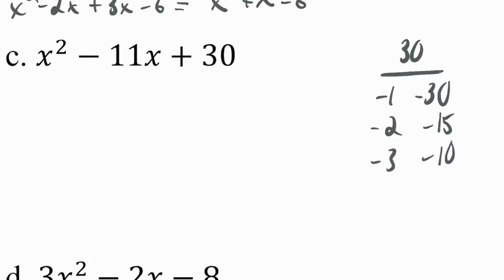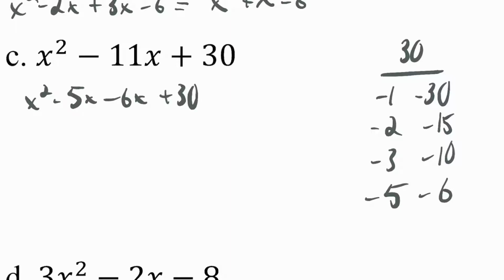How about, let's see, what else is there? Oh, yeah. -5 and -6. You add those, you get -11. Okay, so x squared minus 5x minus 6x plus 30.